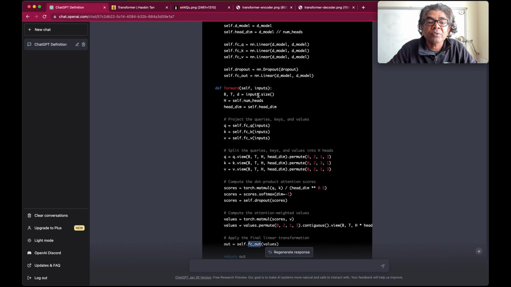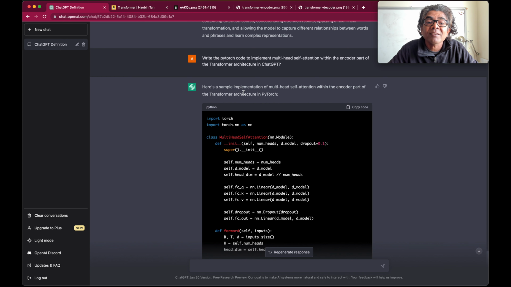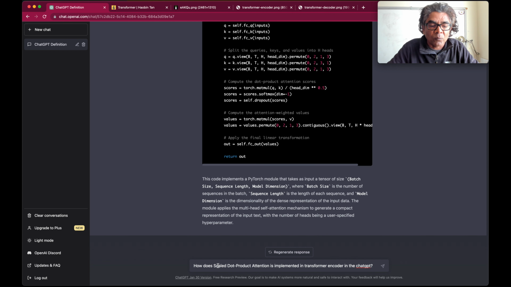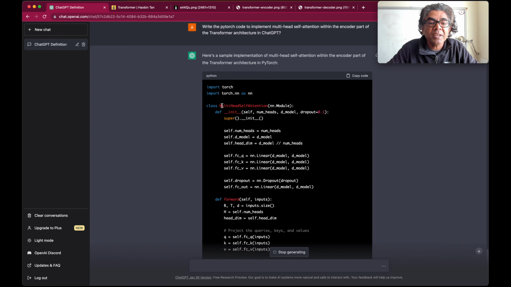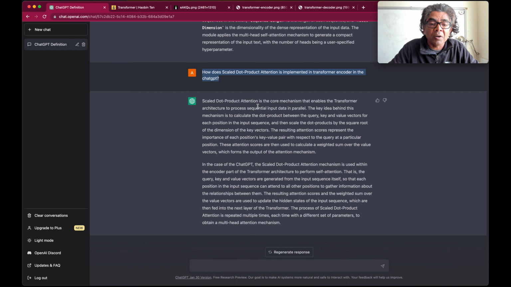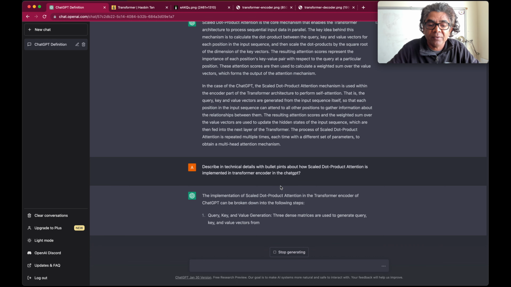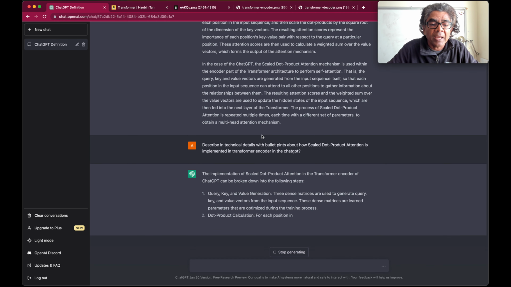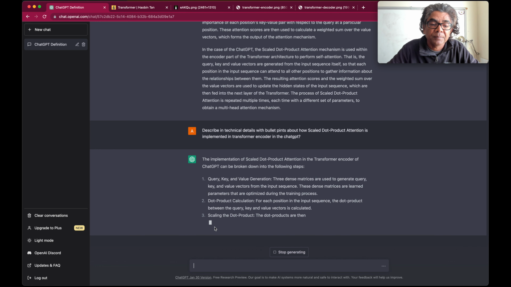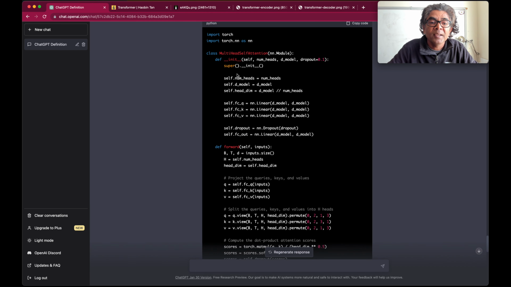Because this is what is happening in a dot product attention score, in the same session you can ask ChatGPT to explain that too. So you could say, how is scaled dot product attention implemented in the transformer encoder? What we have seen here can be summarized into a few sentences. And if this answer is not understood because it's a paragraph, you can ask for bullet points. So I asked to add technical details and put the answer into bullet points. What we have seen here has been written into bullet points, and these points are really very important for understanding this whole process.